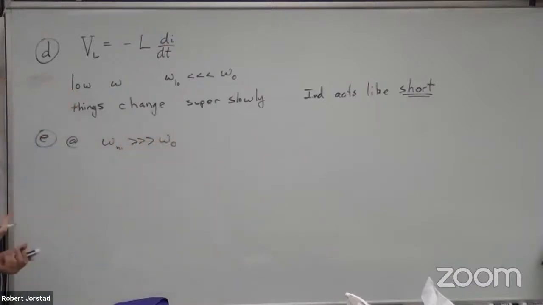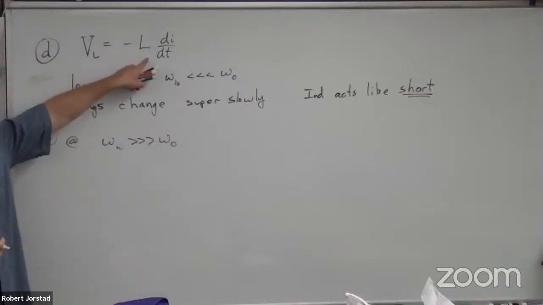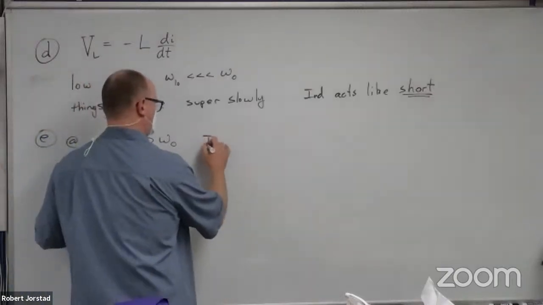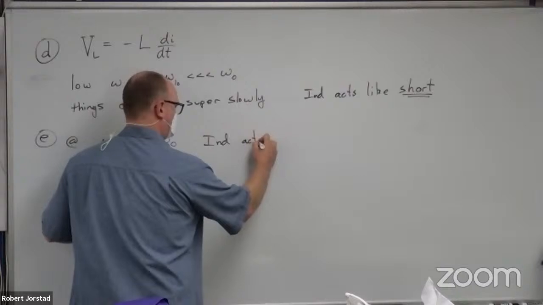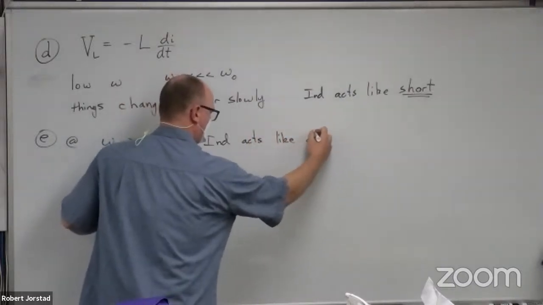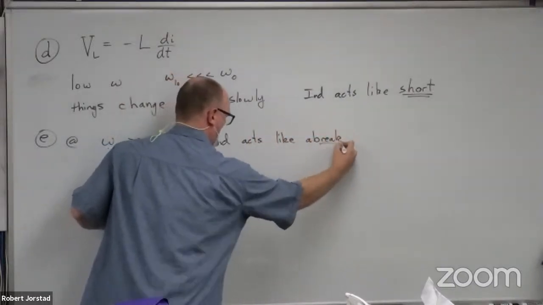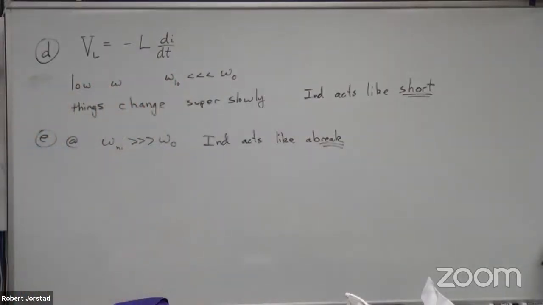If you change it very rapidly, what's going to happen to this? If you change it super rapidly, is this going to be a large term or a small term? Huge. It's going to act like a break. All right. So far, so good. And maybe this is part D through F. I don't know. Somewhere in here are parts D, E, and F. Okay. So far, so good.